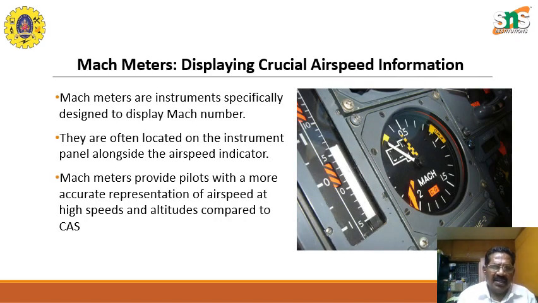Now, there are instruments specifically designed to display the Mach number. They are often located on the instrument panel alongside the airspeed indicator. These meters provide pilots with a more accurate representation of airspeed at high speeds and altitudes compared to the calibrated airspeed.